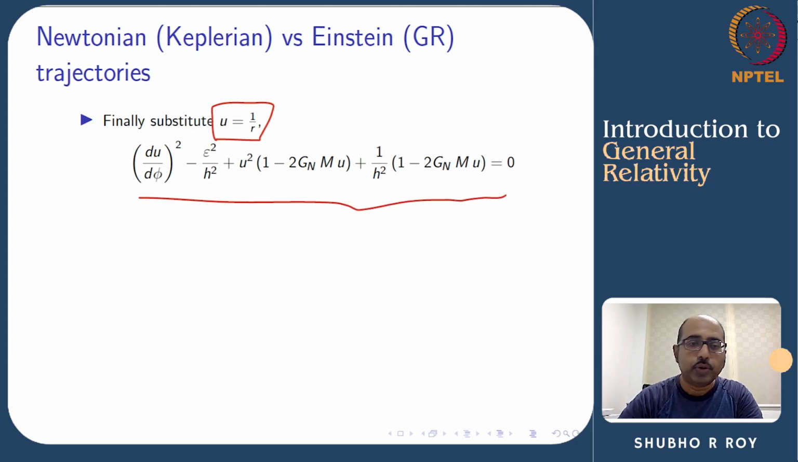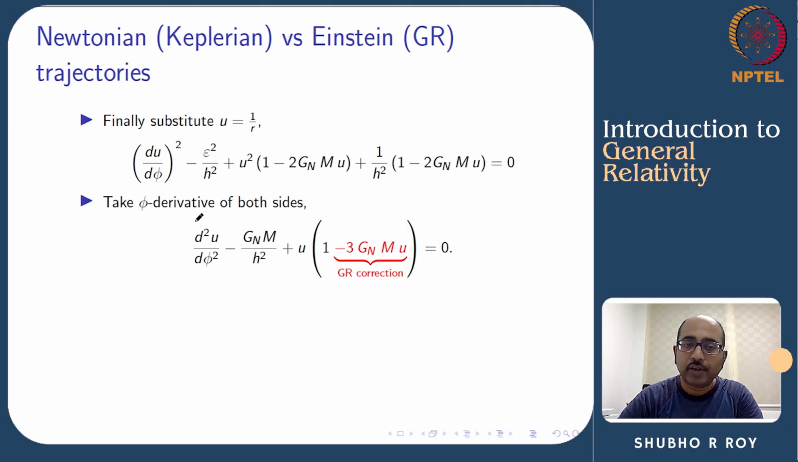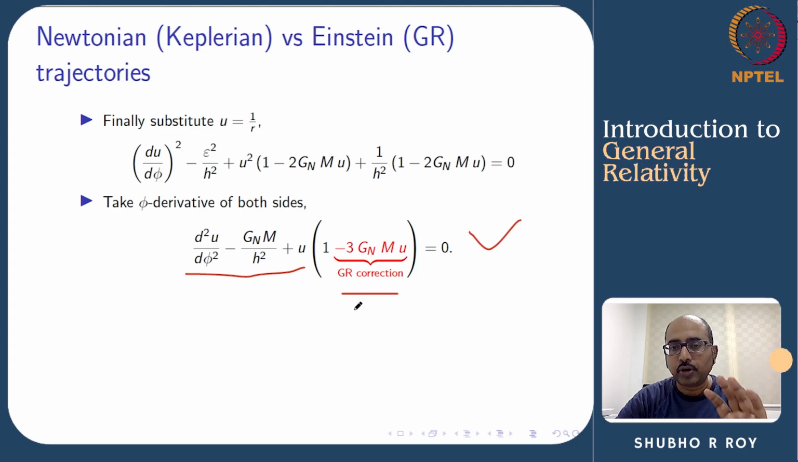Further, if you want to get a second order equation instead of a first order one, we can take a phi derivative of both sides, which I've done here. Compared to the Newtonian theory, the second order derivative of u with respect to phi has an extra piece. There is an analogous equation in Newton's theory as well, and those terms I've expressed in black fonts, the first three. If you turn on general relativistic corrections, we get an extra term, which I've demarcated in red fonts: minus 3 G Newton m times u.